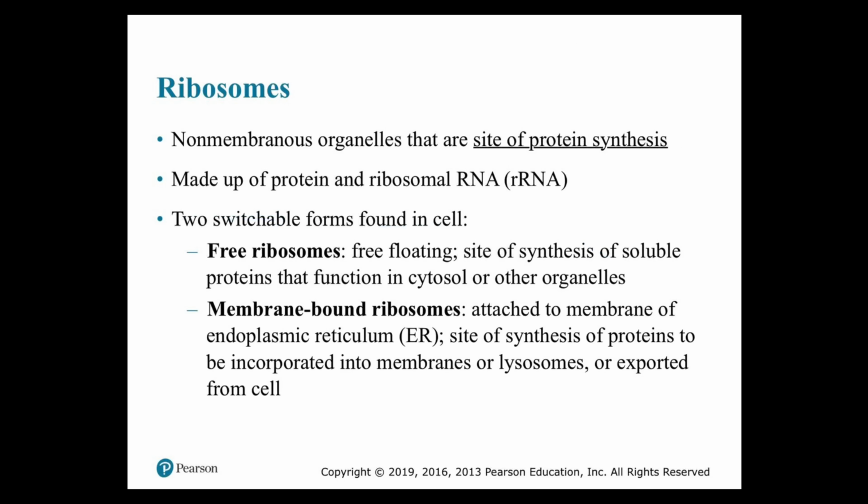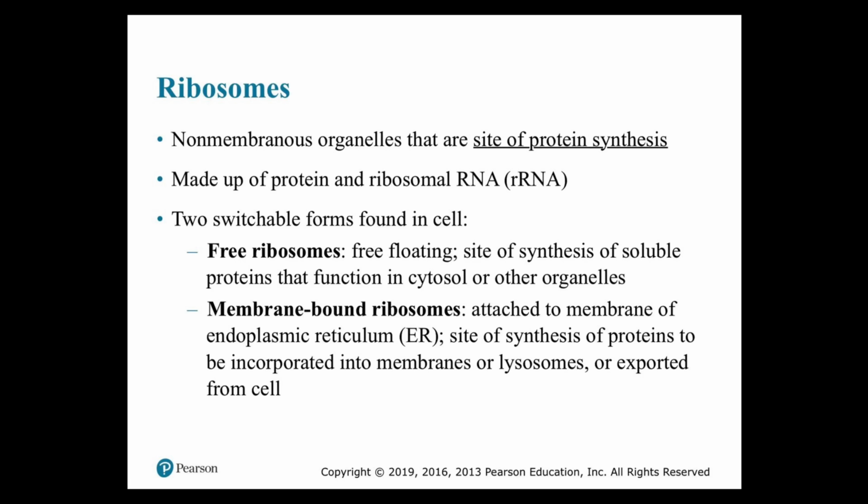The next organelle are known as the ribosomes. These are non-membranous, and their job is protein synthesis. In other words, making proteins for the cell. What is a ribosome made up of? It's made up of protein and ribosomal RNA, which is different from other RNAs. This rRNA is specific to ribosomes. It's called ribosomal RNA.